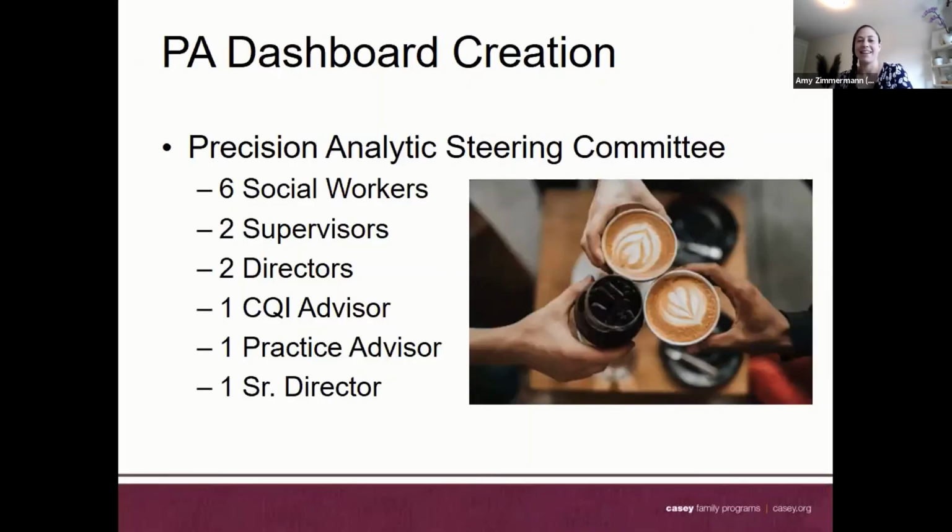Okay. So we built this in collaboration with our Precision Analytics Steering Committee. So that involved 6 social workers, 2 supervisors, 2 directors, 1 CQI advisor, 1 practice advisor, and 1 senior director. So you can see that there were a lot of people from all levels of child and family services who were involved in this co-creation. Go ahead and go to the next slide for me.